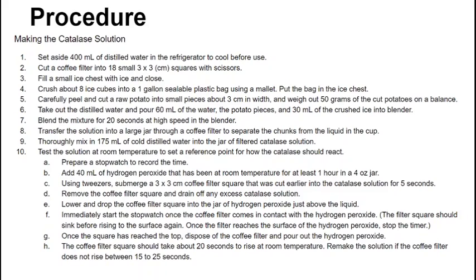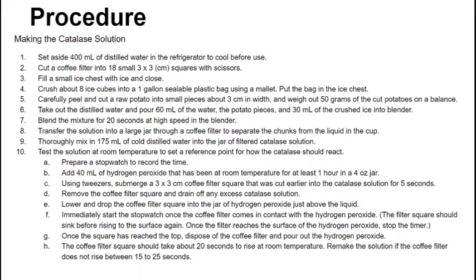Lastly, test the solution at room temperature to set a baseline for how the catalase solution should react. To do this, ready a stopwatch. Add 40 milliliters of hydrogen peroxide at room temperature in a 4-ounce jar. Using tweezers, submerge one of the pre-cut coffee filters into the catalase solution.